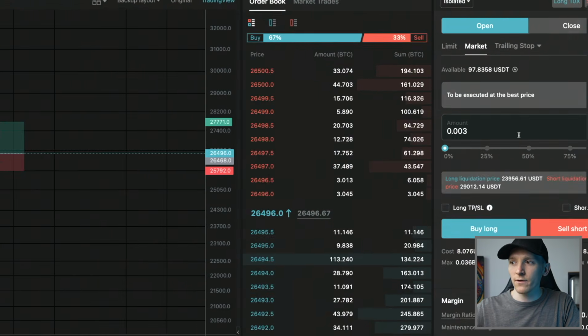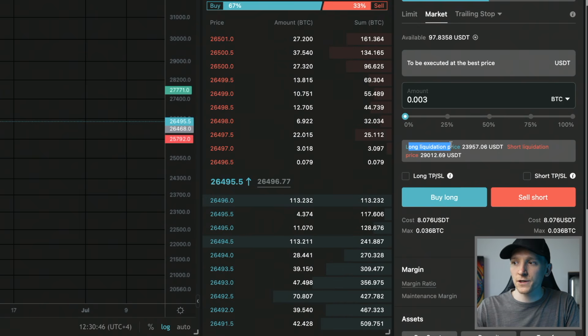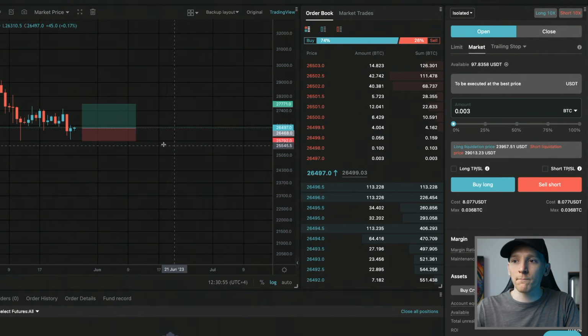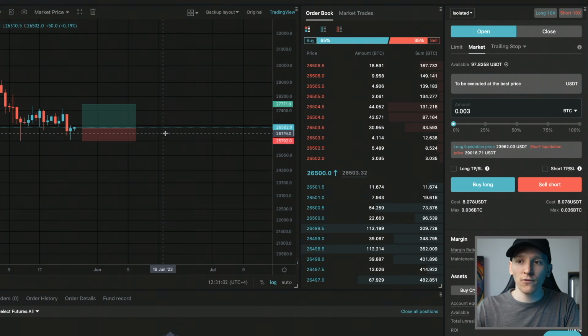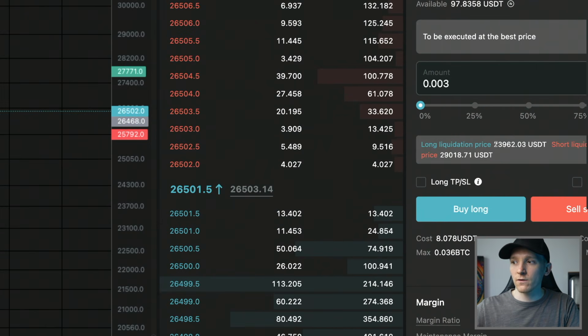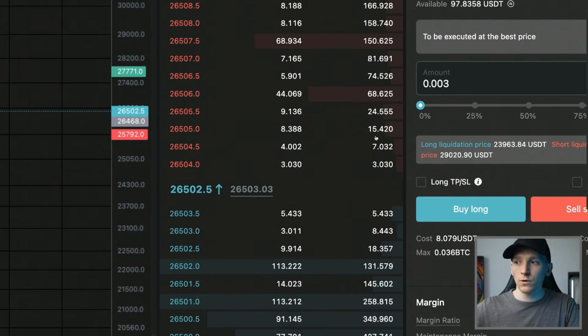So what we can see here is that Bitget actually works this out automatically for us, is that if we're in a long position for this amount, the liquidation price would be 23,957. So we just have to make sure that that liquidation price is not above our own stop loss price, because if it is, we'll get liquidated before our actual stop loss. And so that's obviously not good because we've mismanaged that trade. So as long as this liquidation price, 23,962, is below what we have, we're all good.